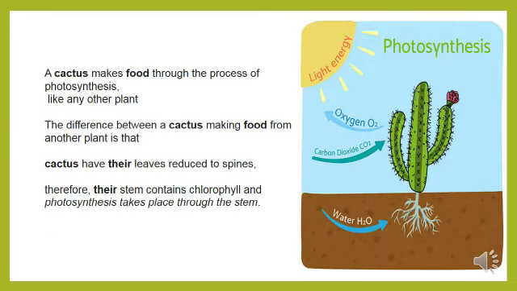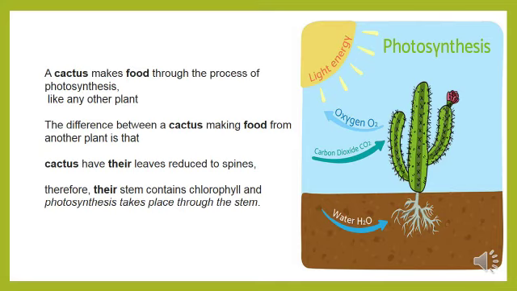Children, we all know that plants perform photosynthesis through their leaves. But what happens to the plants of the cactus family that do not have leaves? Do they photosynthesize or not? Yes, these plants also perform photosynthesis. Their leaves are reduced to spines to avoid water loss, as these plants grow in places where there is a shortage of water.